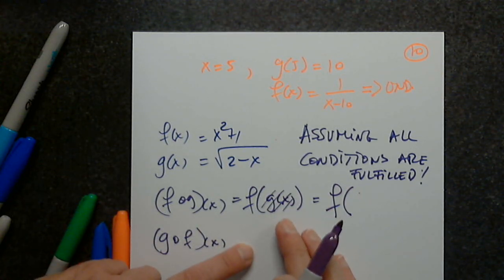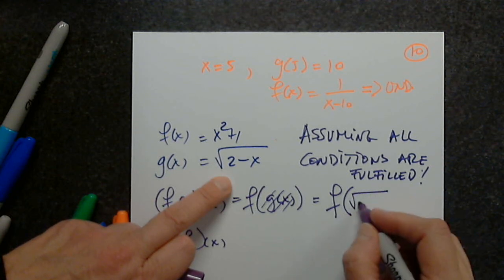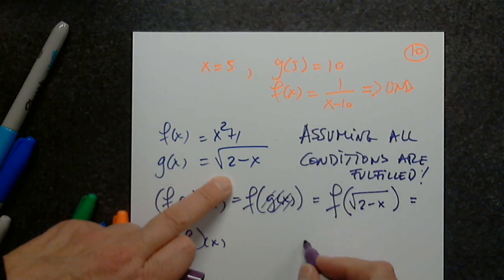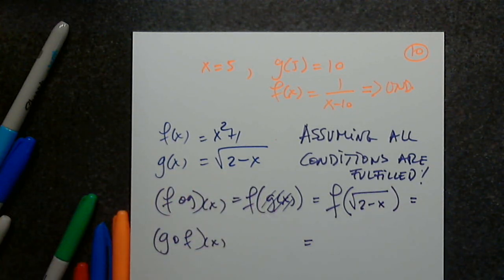I'm just making a point. Replace g by the square root of 2 minus x, and then look at f. F says, blah squared plus 1.